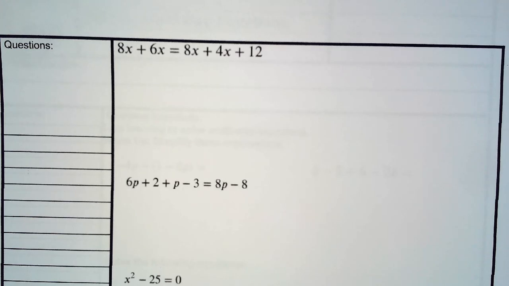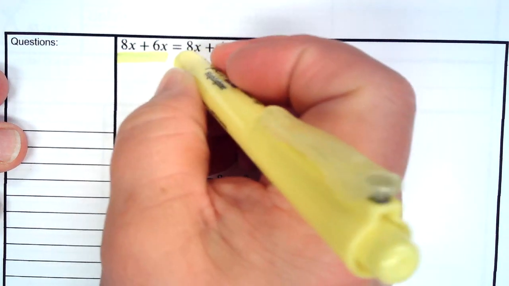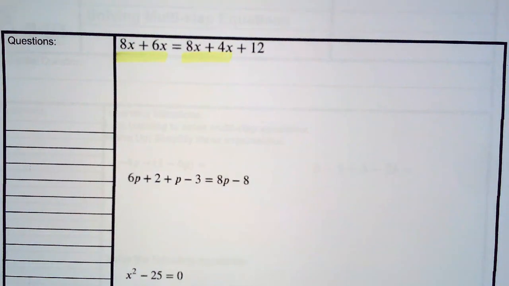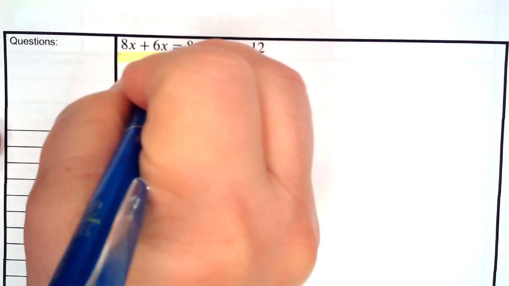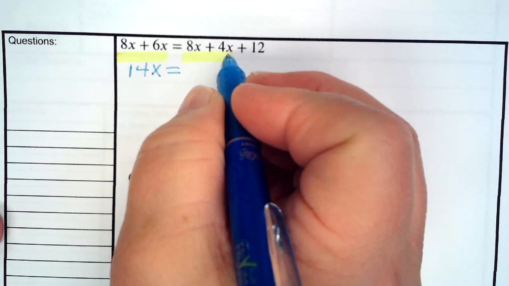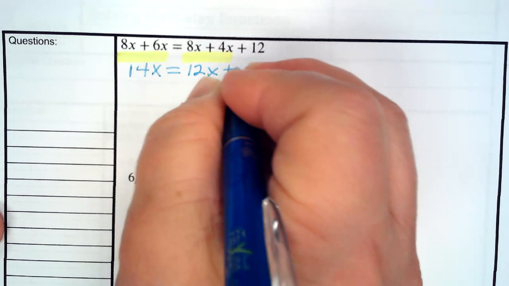Okay, so this is up one level of difficulty. Let's see what happens here. Step 1 is to combine your like terms. I've got x terms that need to be combined on both sides of my equal sign. 8x plus 6x is 14x, is equal to 8x plus 4x is 12x plus 2.